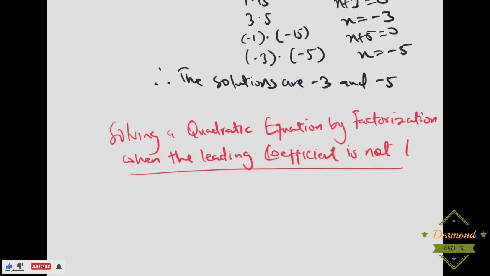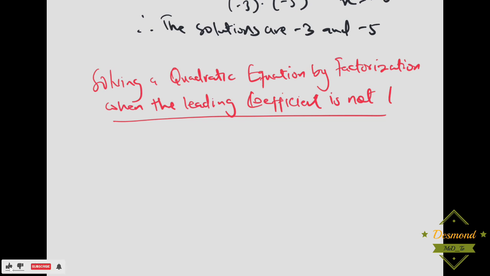Now let's talk about another thing here, solving a quadratic equation by factorization when the leading coefficient is not 1. Previously, we talked about solving a quadratic equation when the coefficient is 1. Now let's look at when the coefficient is not 1. How do we deal with that?